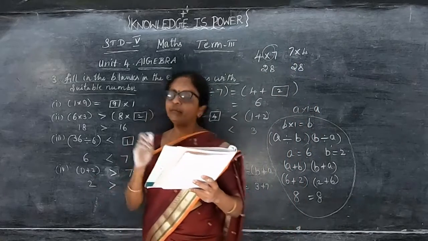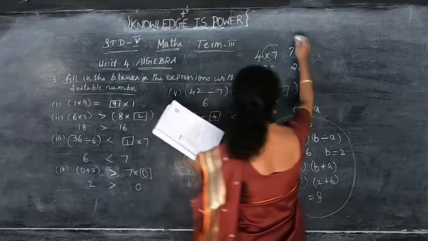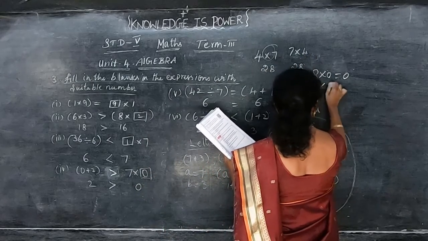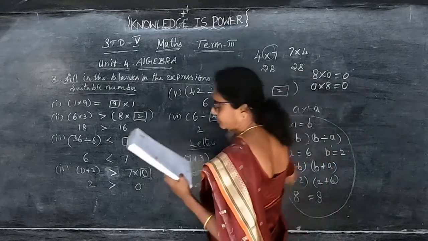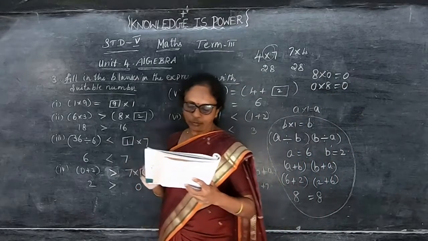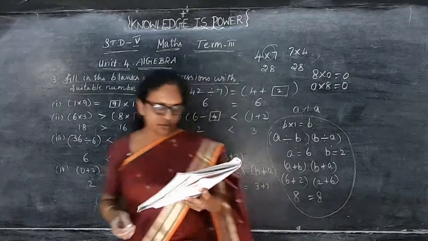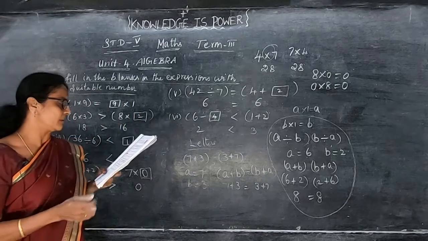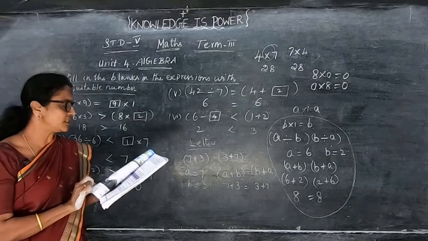The product of a number and 0 is 0. 8 into 0 is 0, and 0 into 8 is also 0. And write the following properties in words. Okay, so this is it. n minus 0 is equal to n, m divided by 1 is equal to m. So this is a way of using the letters in algebra.